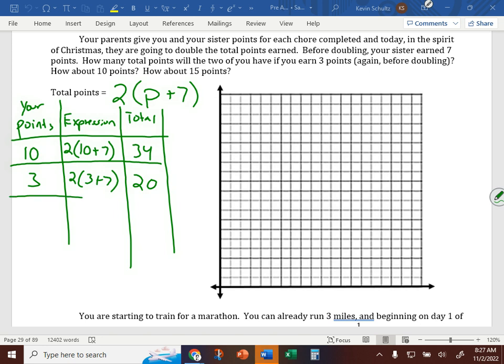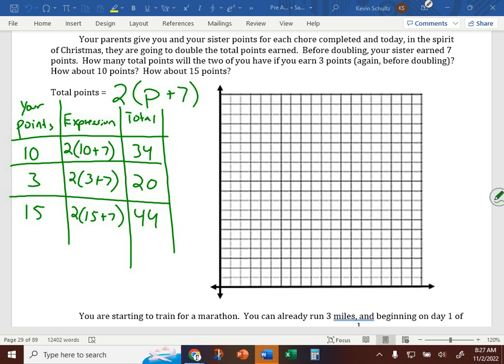If you earn 15 points, the only thing in the expression that changes is the variable, right? That's why it's a variable. It's what changes. This time we're plugging in 15. And how many points will there be in all? Try that again. 44, right? 15 plus 7 is 22, times 2 is 44.